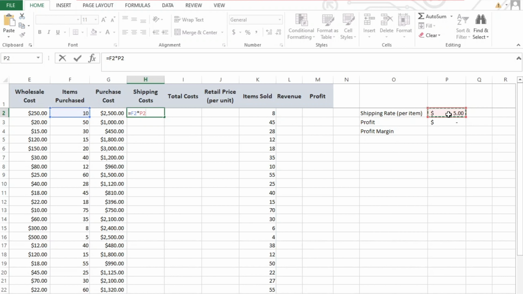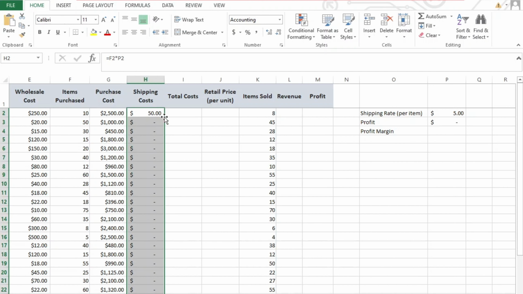When you input this formula into Excel, it will calculate the shipping cost for each product based on the number of items purchased and the fixed shipping rate per item mentioned in cell P2. Now, an important note regarding the formula structure. Ensure that when you copy this formula down the column using autofill, the reference to cell P2 is absolute, so it stays fixed when you autofill the formula down the column.